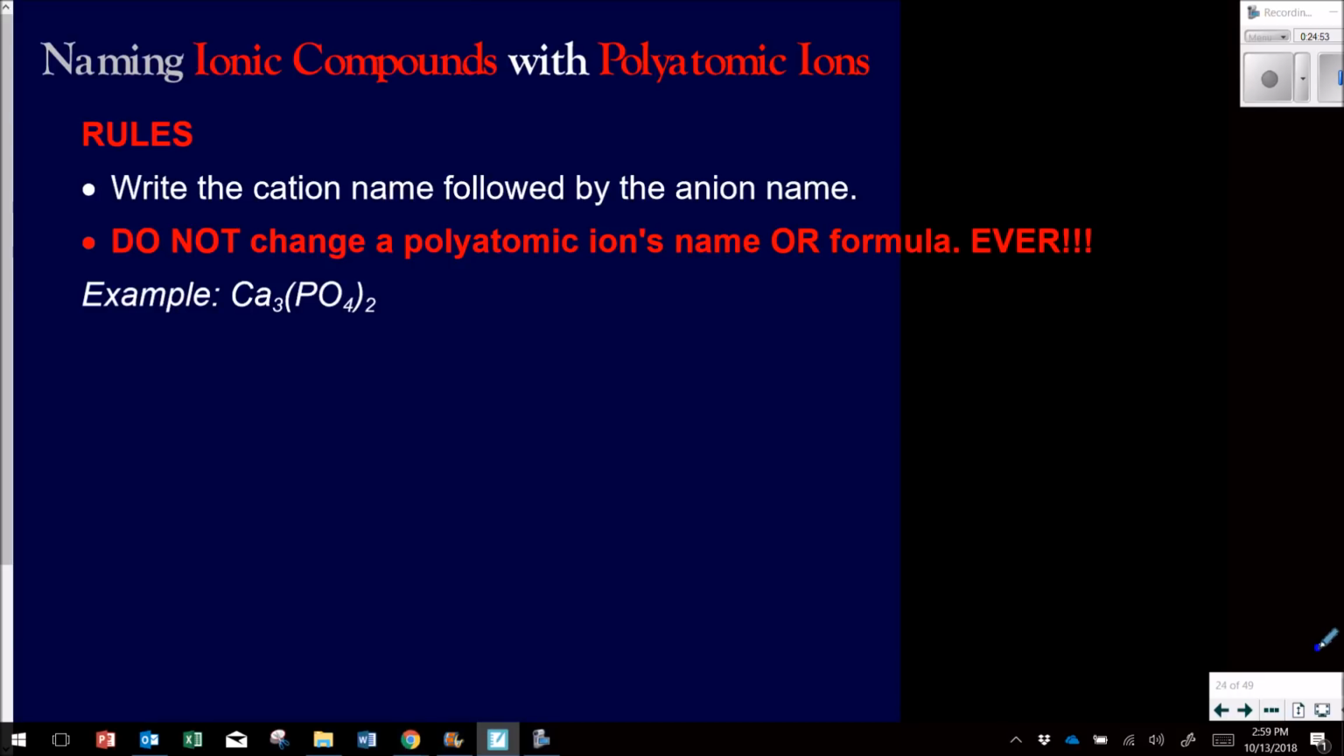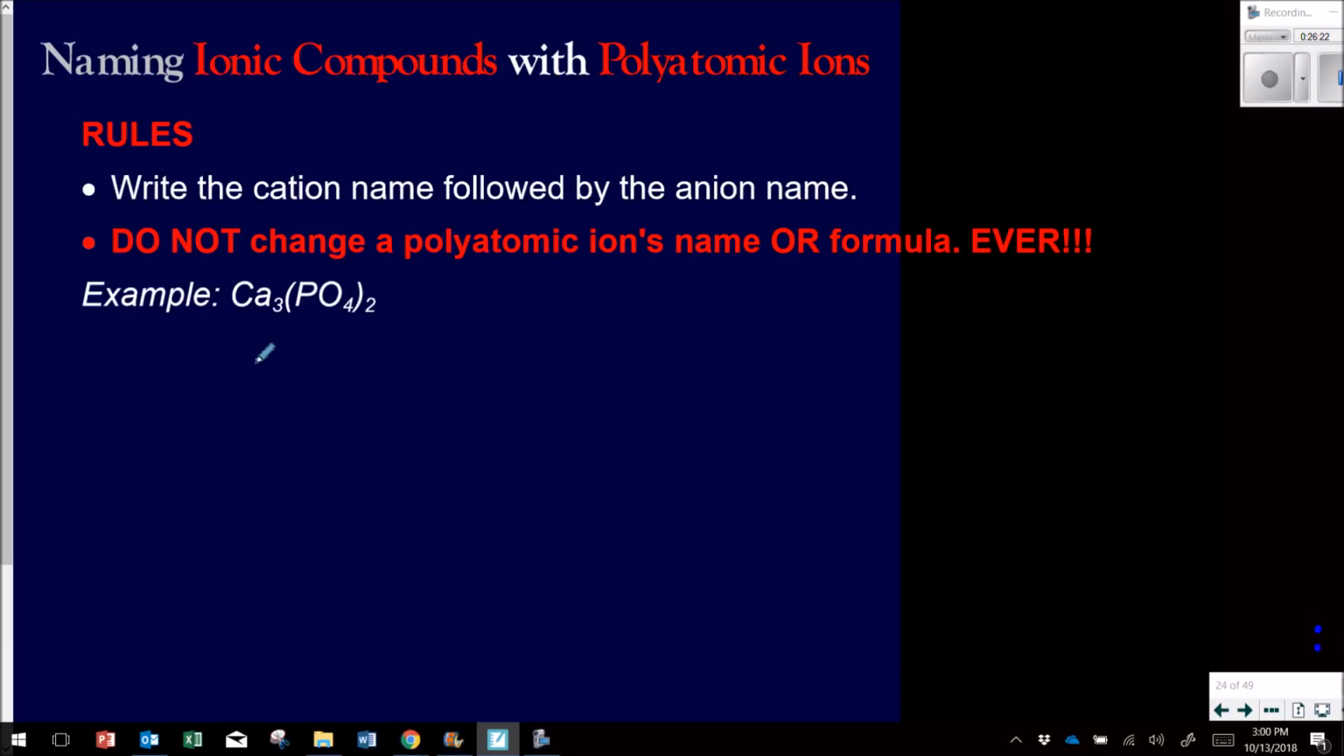Let's name ionic compounds with polyatomic ions. This is very simple. We write the cation name followed by the anion name. We do not change a polyatomic ion's name or formula ever. We might have Ca3PO4 parentheses 2.